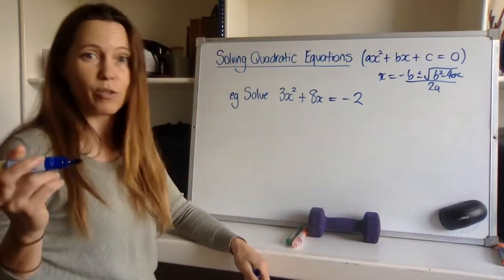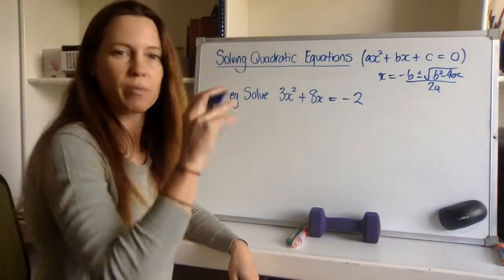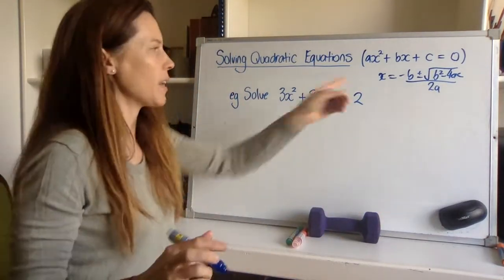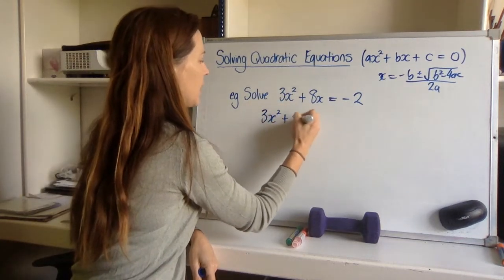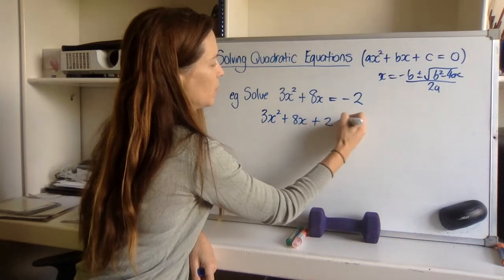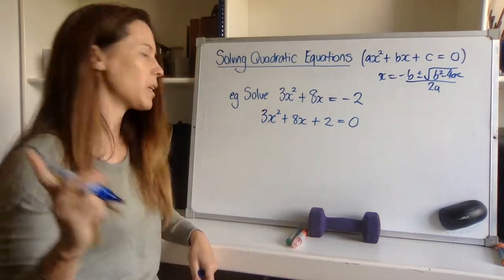If that's something you know you do sometimes, write yourself a little note and highlight it. Get everything on the one side. So first step, 3x squared plus 8x plus 2 is equal to 0. Now we can work with it.